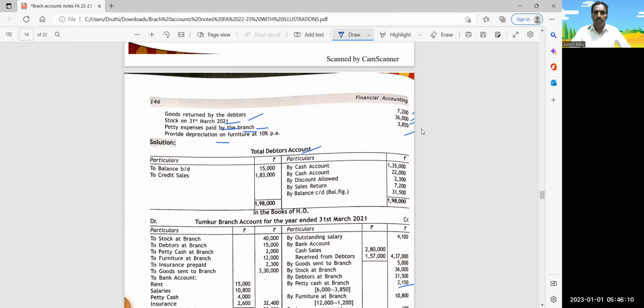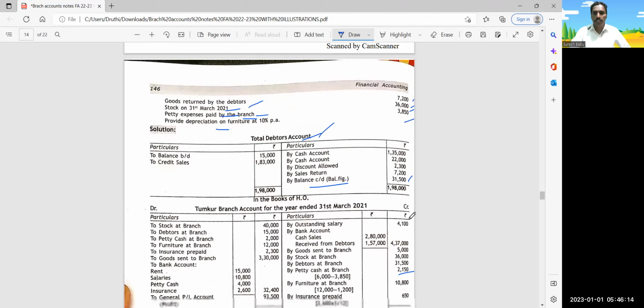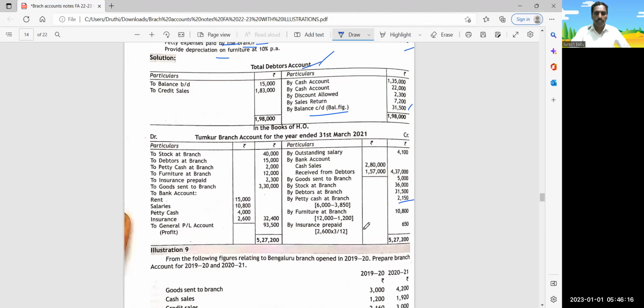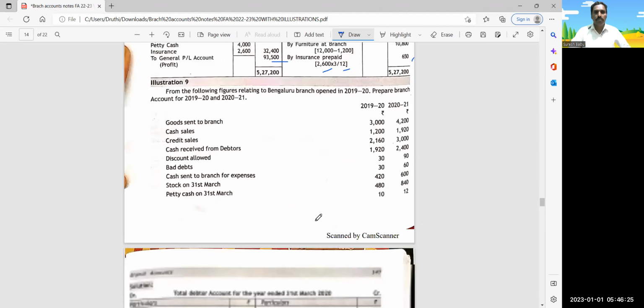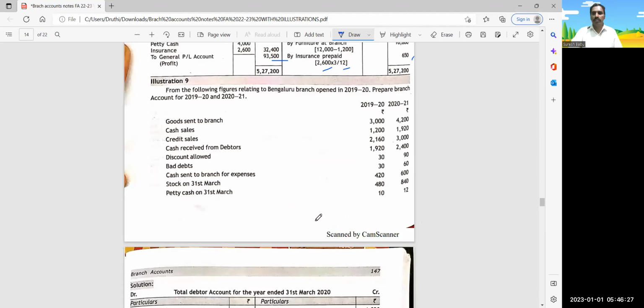So provide depreciation on furniture. What is missing? Closing balance of debtors, ascertained at 31,500. And here you get prepaid insurance 2,600, 3 by 12, that is 650. Now you get 93,500 rupees as the profit. So I have run through it because you have to practice it. Remaining all other things are self-explanatory.